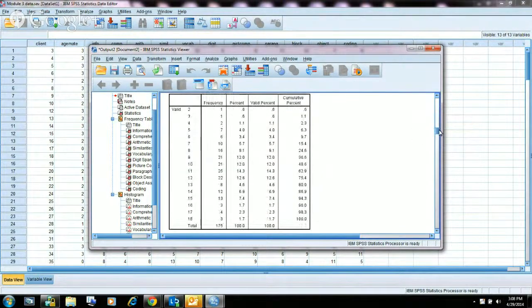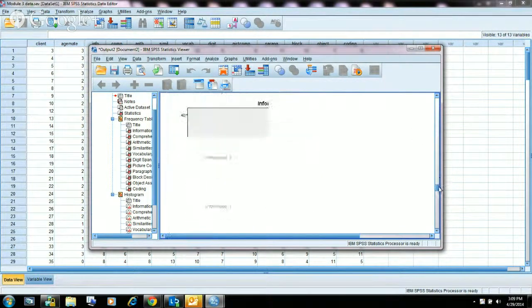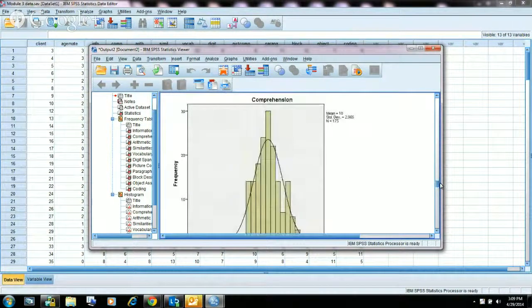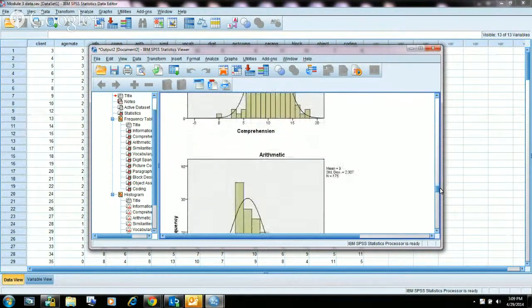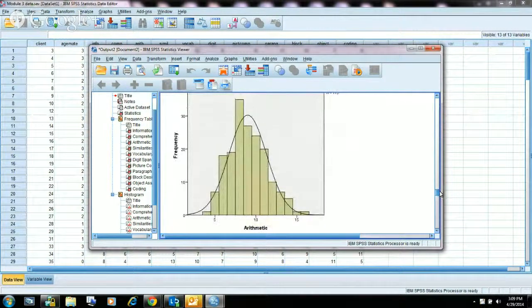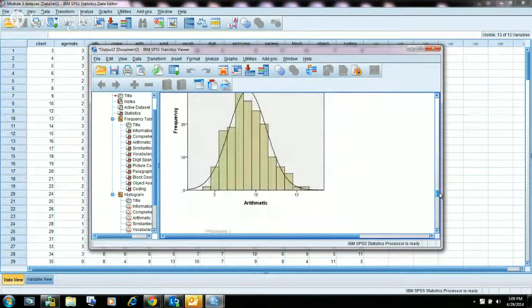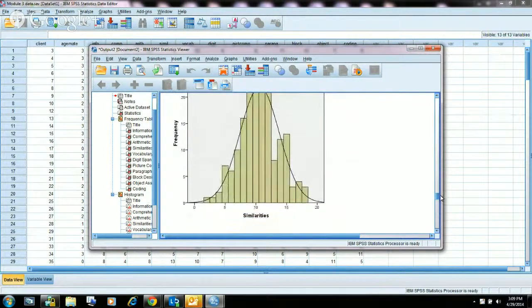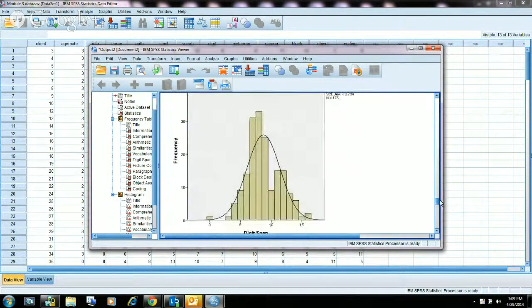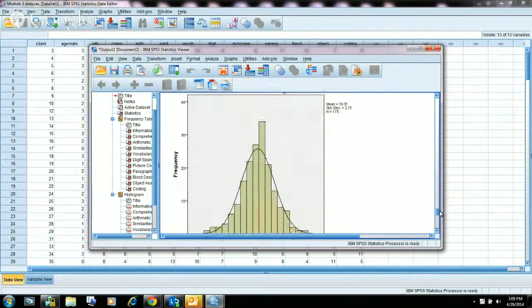And then down below, we have our histograms, and you can see that our data is normally distributed, and skewness varies, but it's generally pretty normally distributed data across the various subtests.